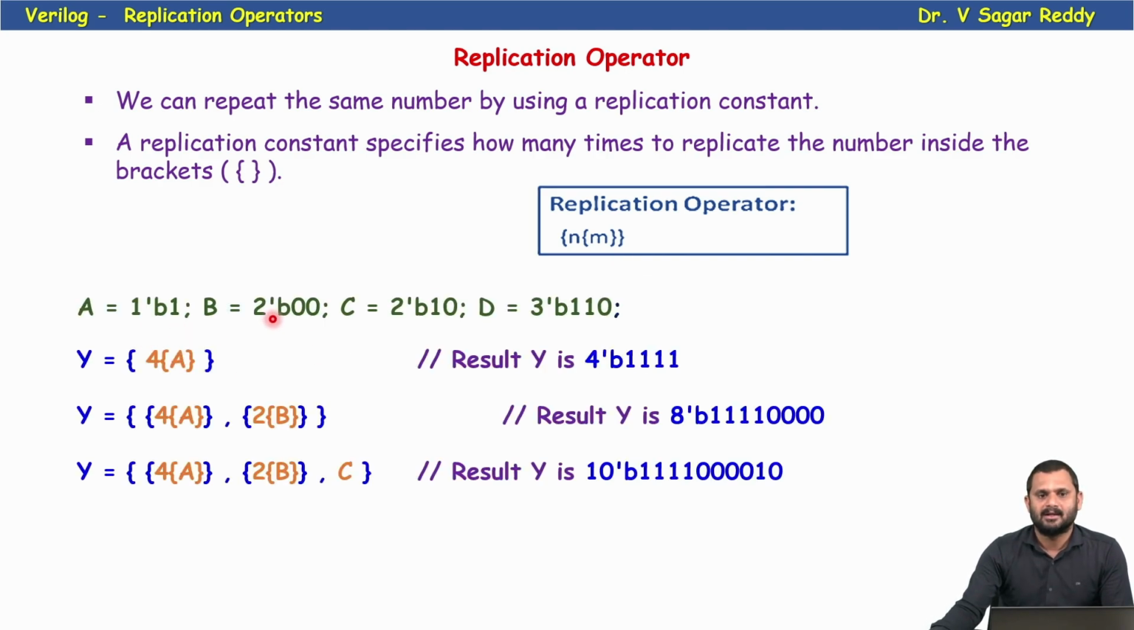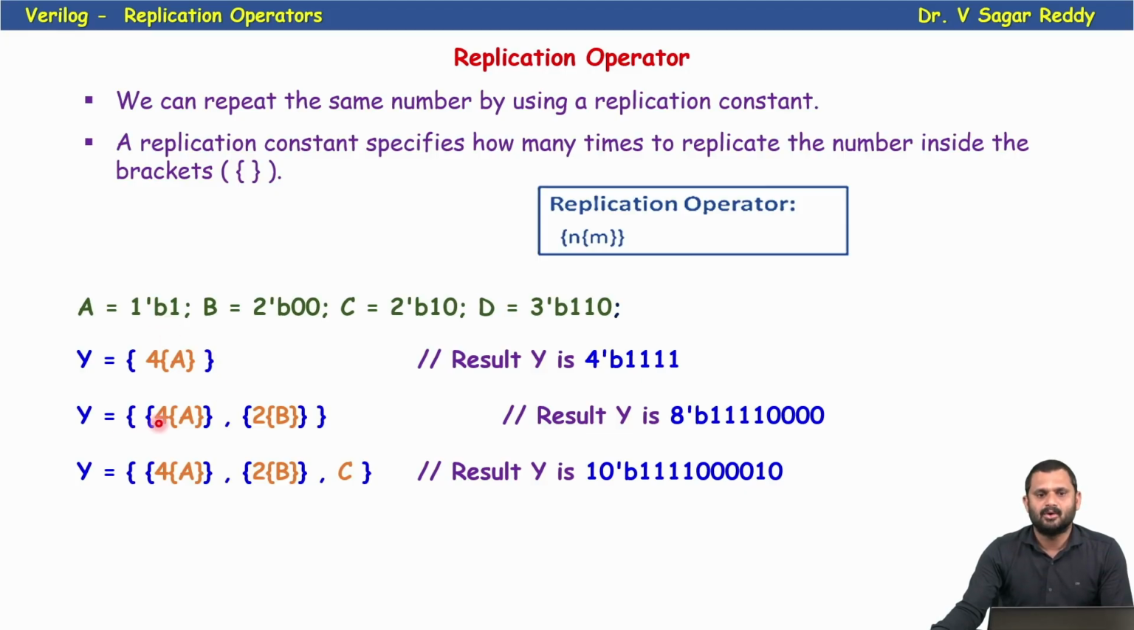a is equal to 1'b1, b is equal to 2'b00, c is equal to 1'b0, d is equal to 3'b110. So I'll declare 4 variables. Now if I want to write y is equal to {4{a}}, what is the meaning here? I want to replicate this a 4 times. The result is 4'b1111. What is a? It is 1.